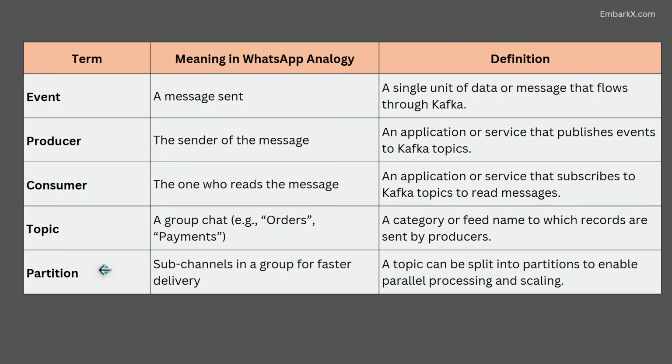Partition. Now what is a partition? In WhatsApp terminology, it can be sub-channels or sub-threads in a group for faster delivery, or better segregation, I should say. But in case of Kafka, a topic can be split into partitions to enable parallel processing and scaling, right? So this is what a partition is.